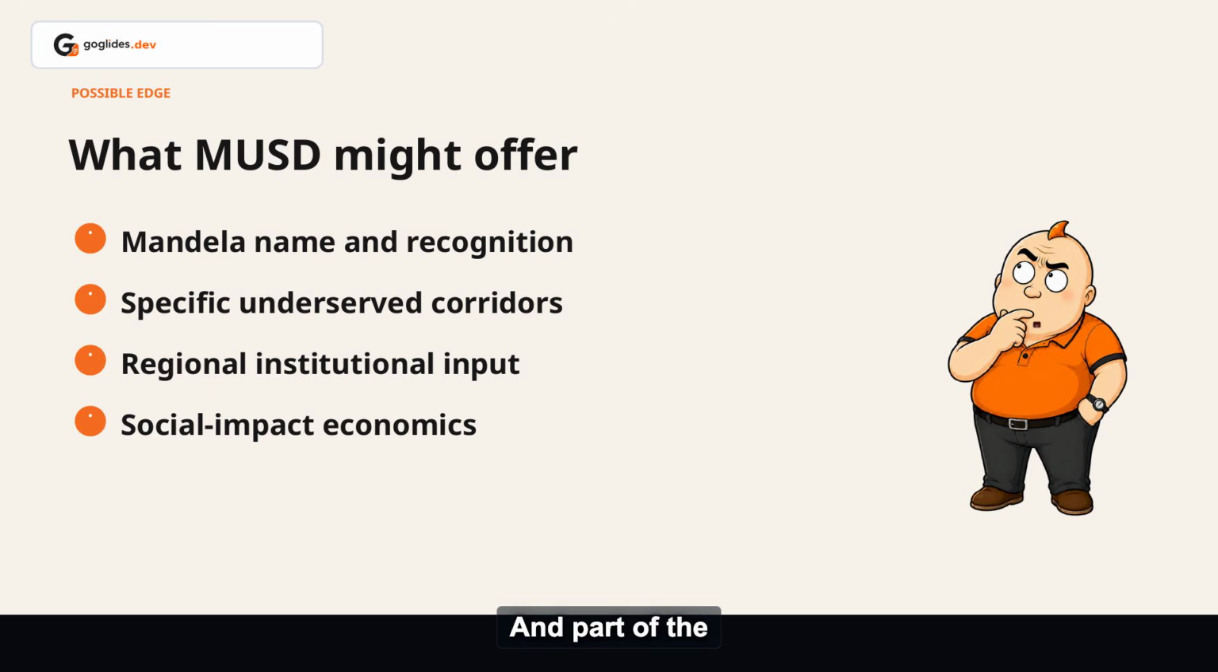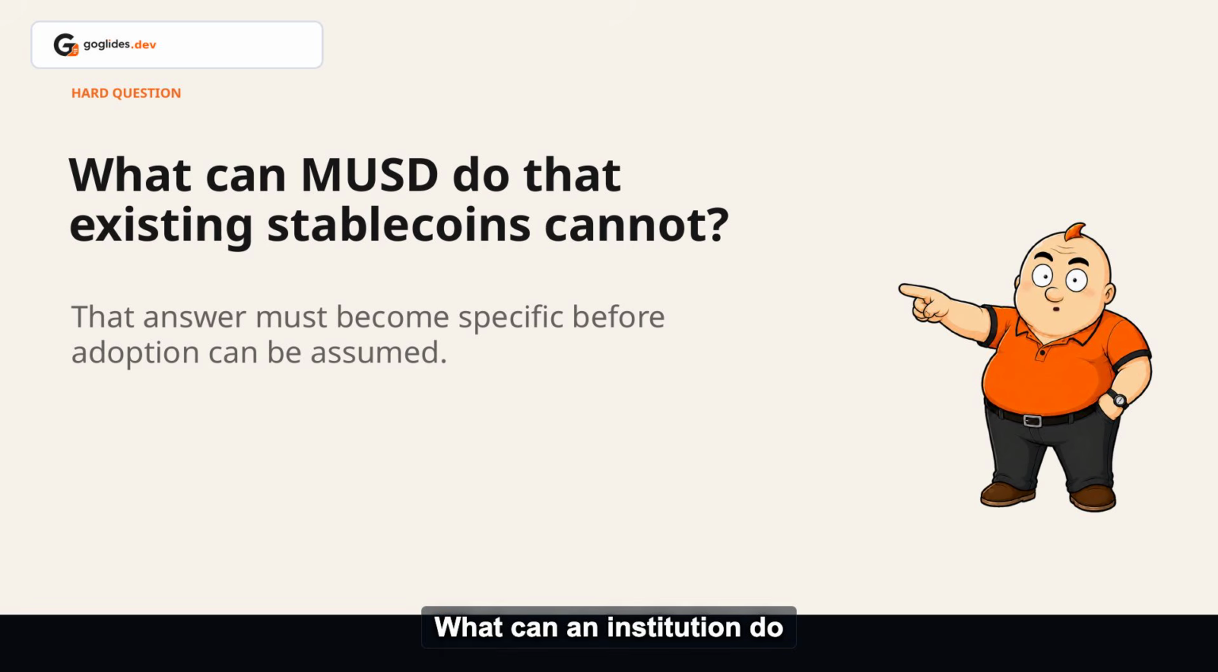And part of the economics is intended to support social impact programs. That combination is different, but different is not enough. MUSD eventually needs to answer a practical question. What can an institution do with MUSD that it cannot do more easily with USDC, USDT, or RLUSD?